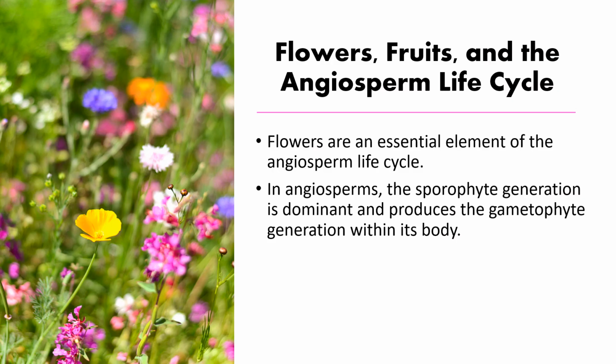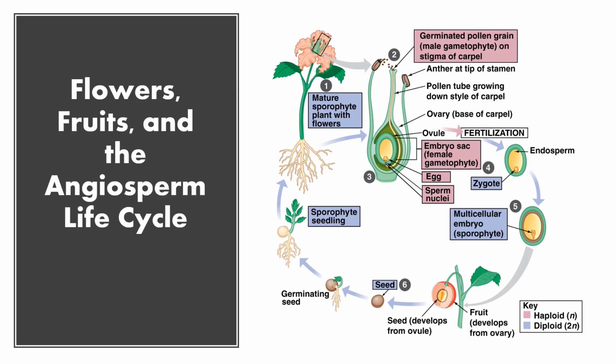So flowers are going to be absolutely essential for the angiosperm life cycle. And in the angiosperm, the sporophyte generation is going to be dominant, just like in both the ferns and the gymnosperms. And the gametophyte is going to be contained within the body of the plant. So here is an overview of the life cycle of an angiosperm, and we're going to go through this step by step.